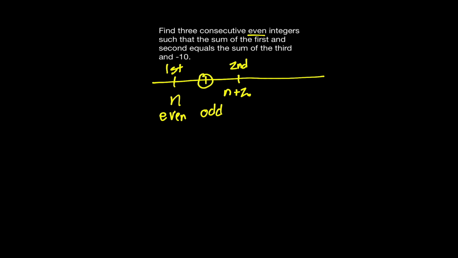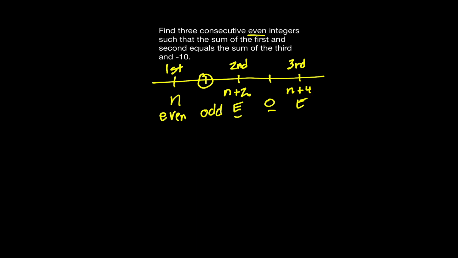All right, then we're going to skip again because we went even, odd. I'm just going to use E's and O's. And we'll skip to another even one. So this is the third even integer. So it's going to be n plus 4. Because I've gone forward now 1, 2, 3, 4. I have the right ones in here this time.